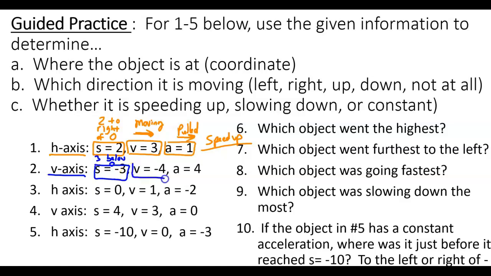My velocity is negative. On a vertical axis, that means you're moving downwards. Now, I have a positive acceleration, which means I'm being pulled up. So if I'm moving downwards, but I'm being pulled up, those are opposites. So I'm going to end up slowing down.